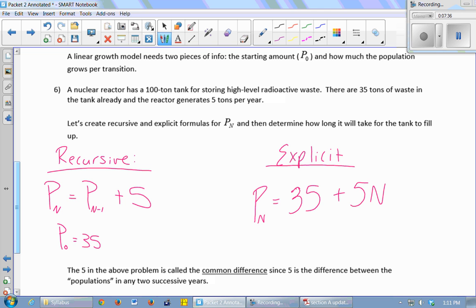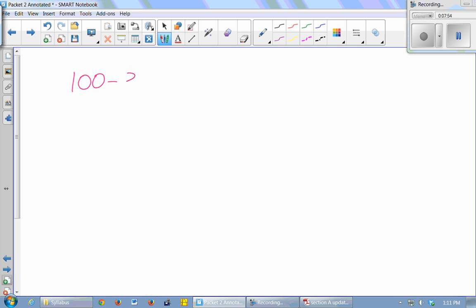Okay, so we have recursive and explicit formulas, and then we want to determine how long it will take for the tank to fill up. Right, so anyone have a strategy? How long till we reach the 100-ton capacity? All right, so why are you doing 100 minus 35? Right, because there's already 35, so that means we have 65 tons of room. Divide that by 5. And you get 13. Yeah, so 13 years.